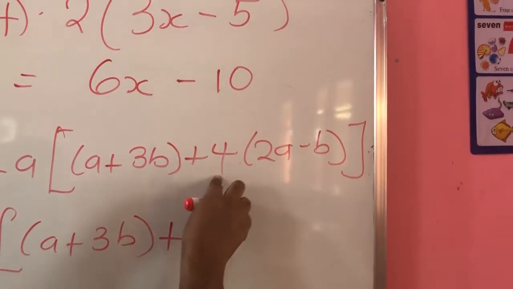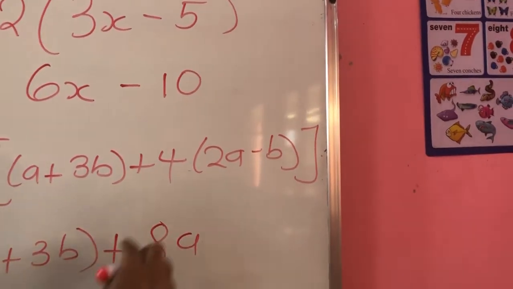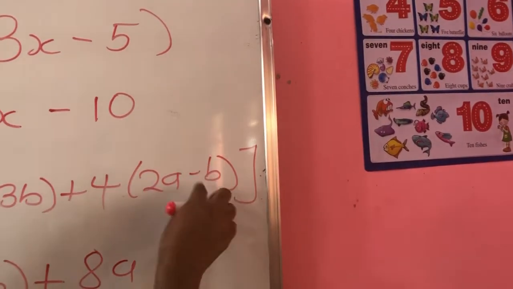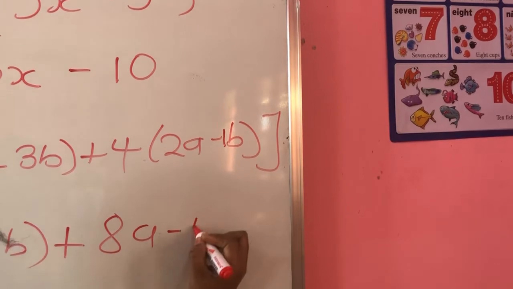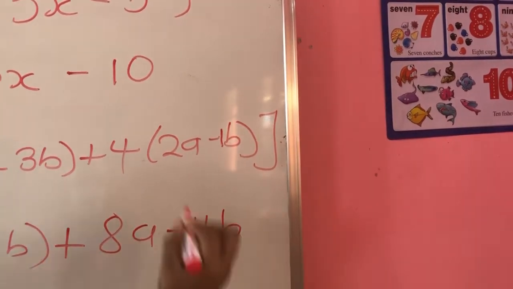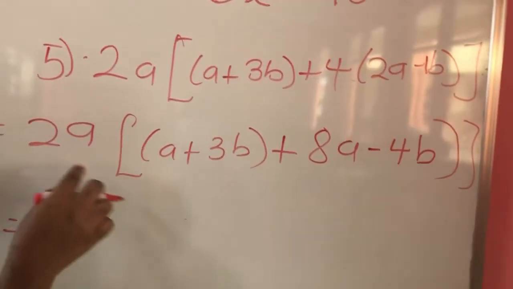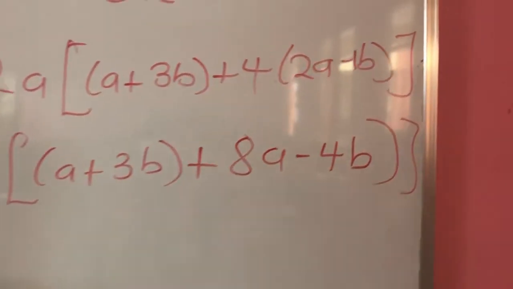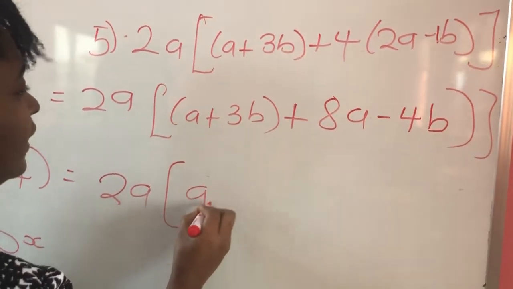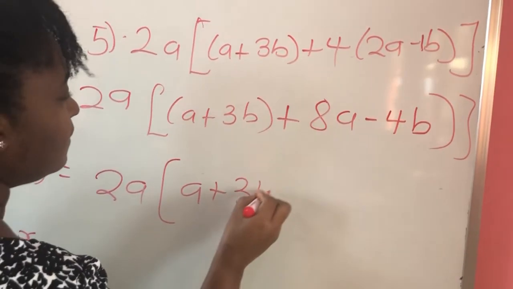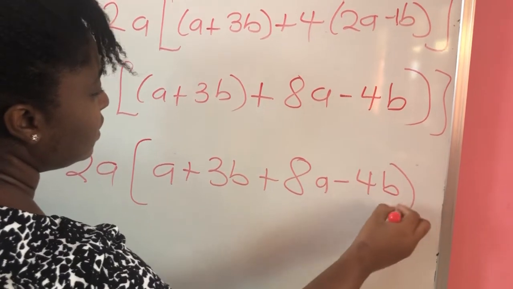So you have plus 4 times 2 is what? 8. And our variable a. Now let's look here. 4 times negative b. There's always an invisible one here. So 4 times negative 1 will give you what? A negative 4. Then you bring your variable, which is what? B. So we close it. Okay. Now we come to the next step. Now this 2a is coming to multiply everything in this bracket. So you have 2a, then we have a plus 3b plus 8a minus 4b.